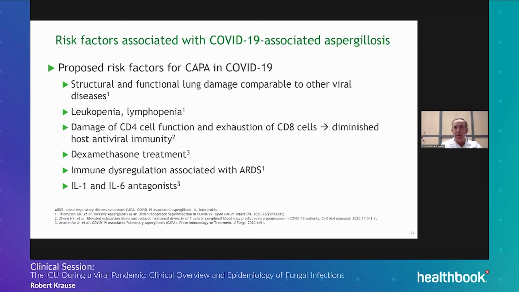So what are the risk factors in patients suffering from COVID-19 and at risk for kappa? There are structural and functional lung damage comparable to other viral diseases, and we saw the pathophysiology presented by Dr. Feys previously. There's also the dexamethasone treatment, immune dysregulation associated with ARDS and the viral infection. And there's also, beside the steroid treatment, the treatment with interleukin-6 antagonists, and this maybe also drives kappa in COVID-19 patients.